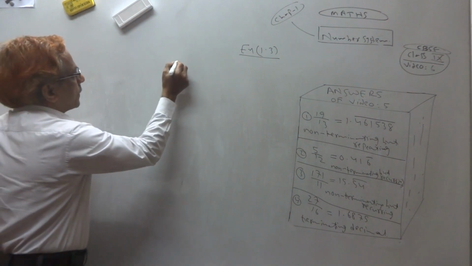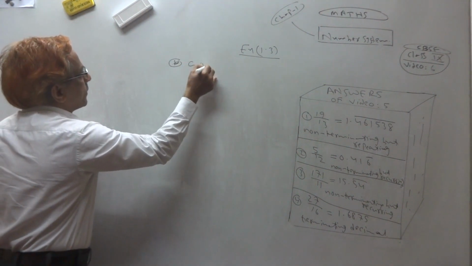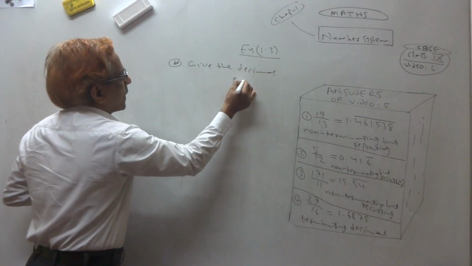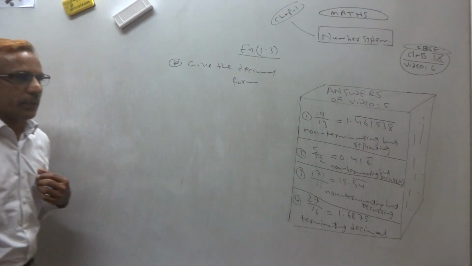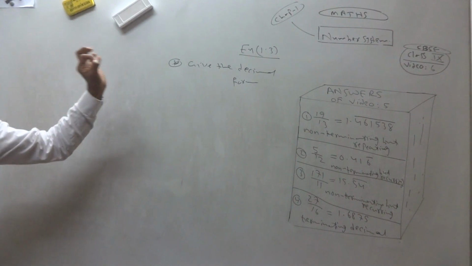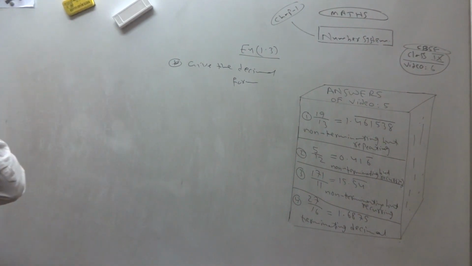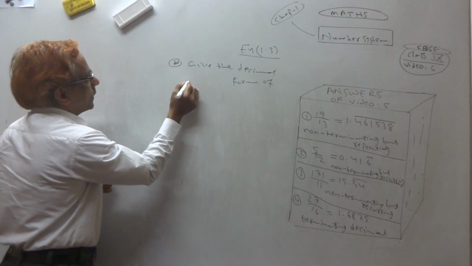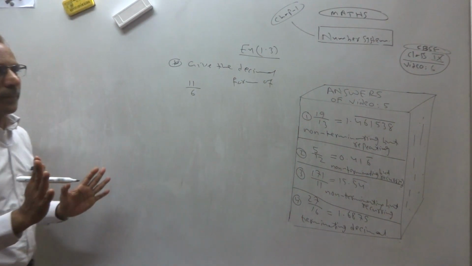Yes. Give the decimal form. I am taking more examples, 2, 3, then we continue the exercise. This type we were doing, give the decimal form of, like 11 by 6 for example.